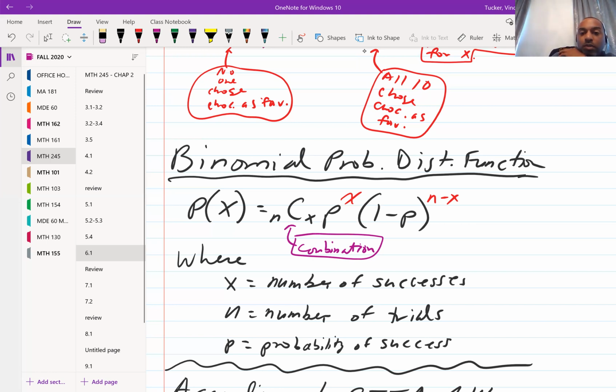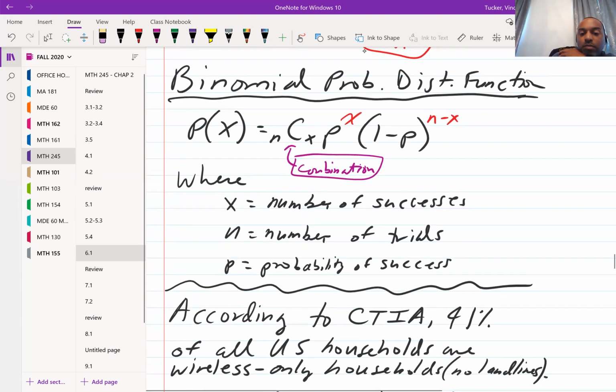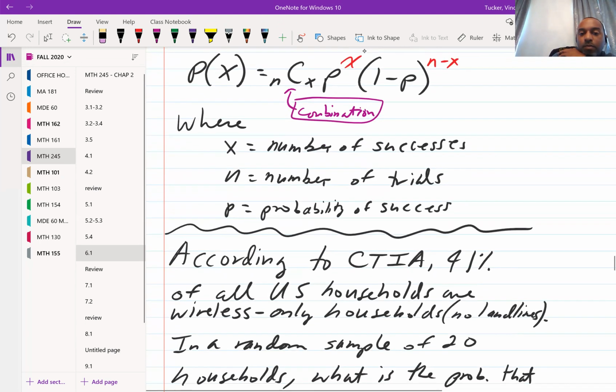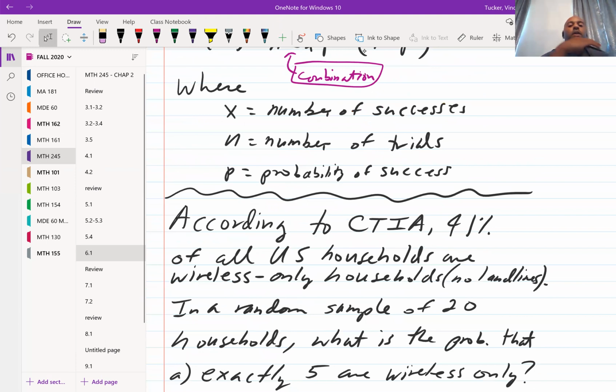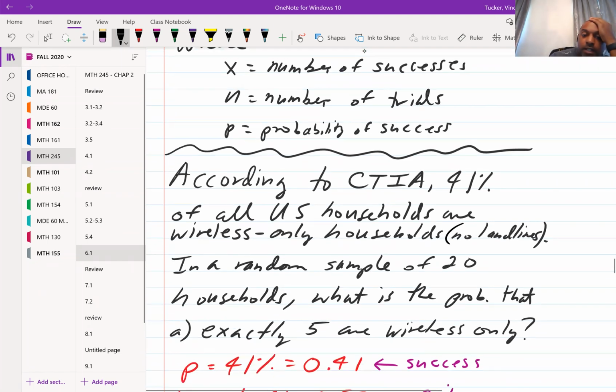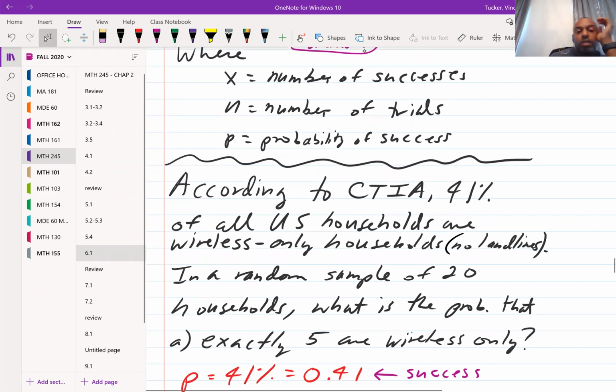All right, let's scroll up. All right, so according to CTIA, 41% of all U.S. households are wireless only households. That means no landlines. So in a random sample of 20 households, what is the probability that exactly 5 are wireless only? So I'll let you guys write that down, and then we'll get to it.